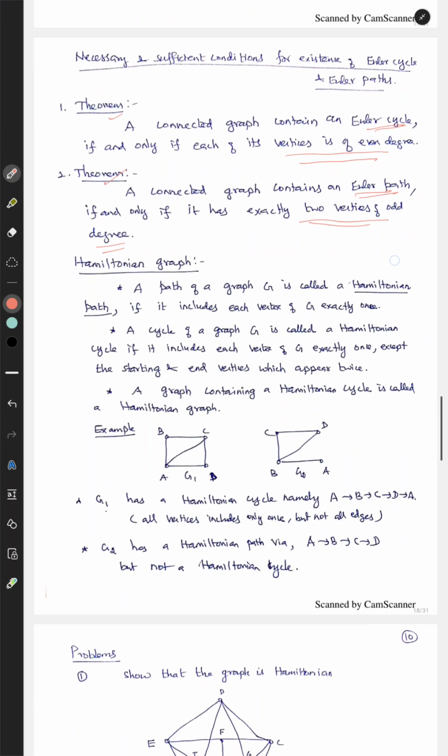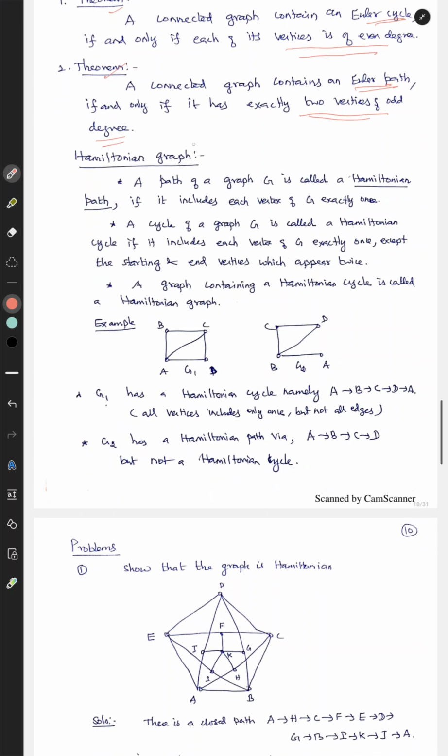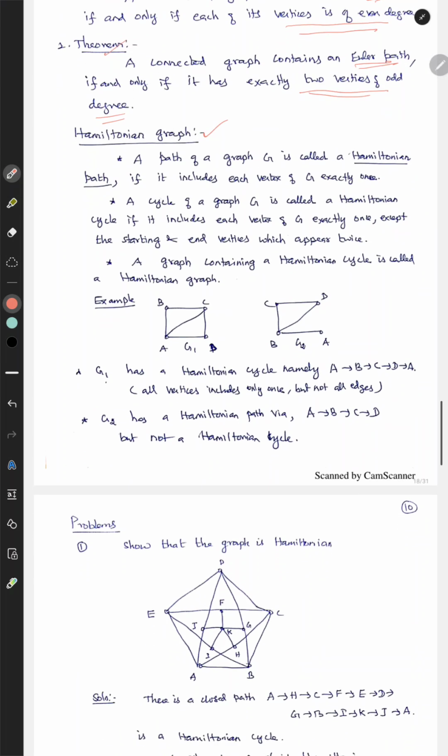Okay. Now the next type of graph is the Hamiltonian graph. Hamiltonian graphs are defined in a similar way: a graph containing a Hamiltonian circuit, and a Hamiltonian circuit is a Hamiltonian path which is a circuit. Now what is a Hamiltonian path? A Hamiltonian path is a path in the graph which includes all the vertices exactly once. Other than the initial and final vertices, all the vertices are used exactly once.